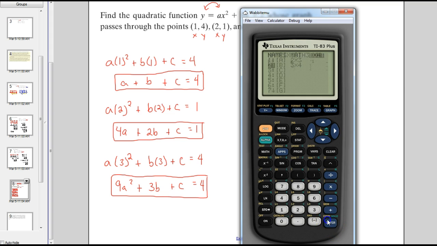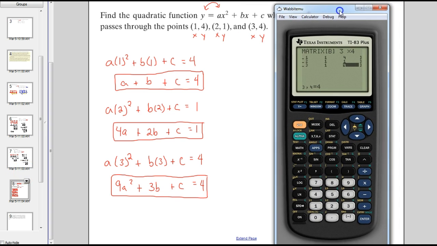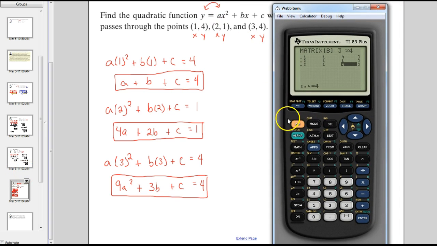But I'm going to come down here to the second one, edit it, and I'm just going to type in the coefficients just like we always do. Alright, and then once I have everything in like that, I'm going to press second mode to quit, and then come back in, second matrix, math, RREF, and then we're going to do this to matrix B, so 2.